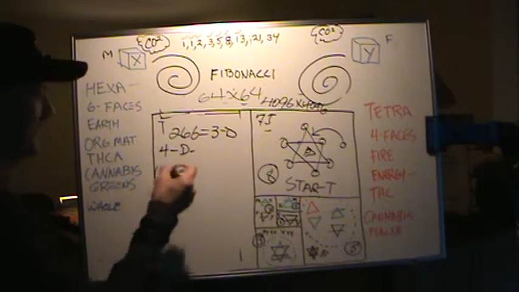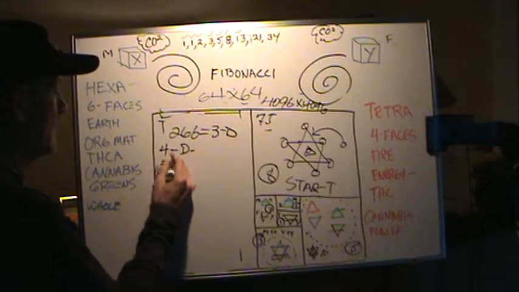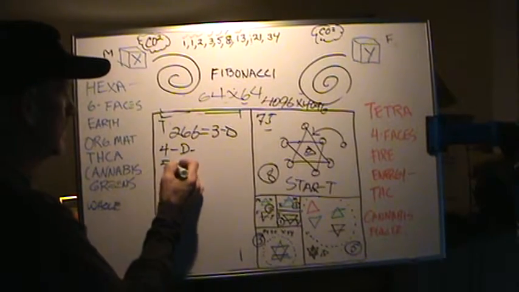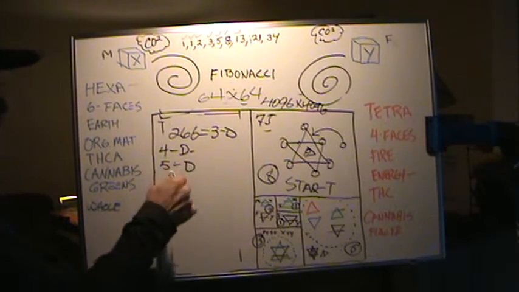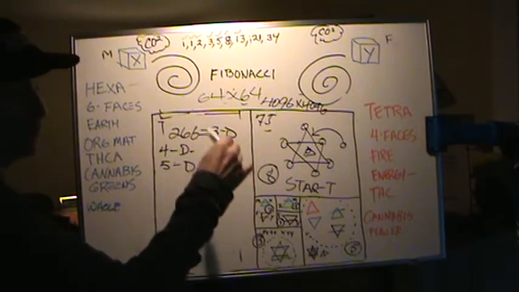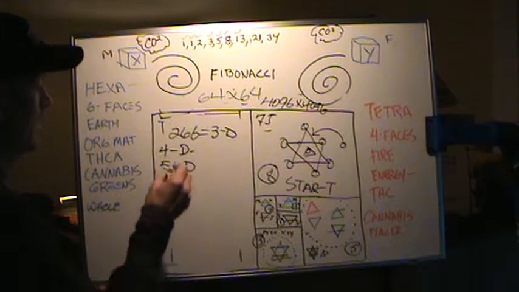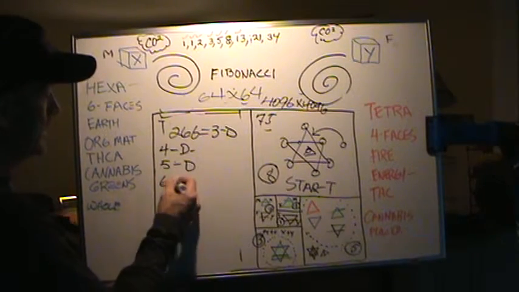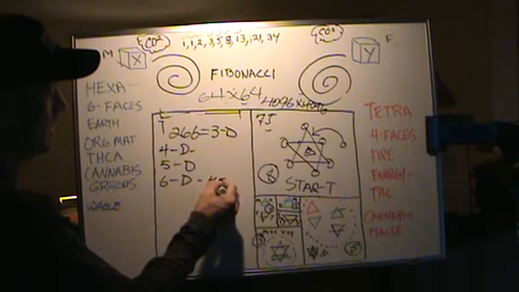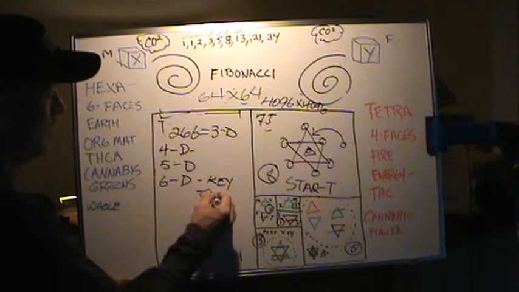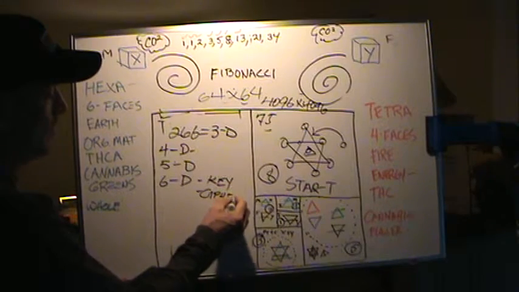4D is consciousness and awareness, and then you discover that 5D is reality, and once you realize that 5D is reality, you realize 3D is perception, not reality, and then you have 6D, and that is the key and the cipher, which is what I'm doing right now.